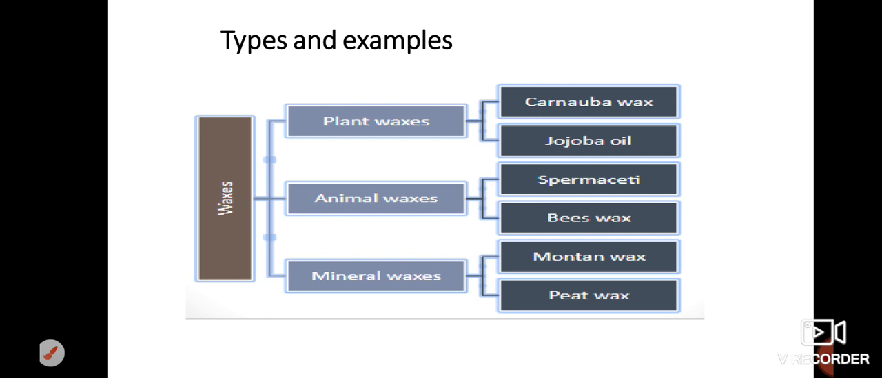There are some types and a classification of waxes. Some waxes are from plants, some from animals, and some from minerals. So on the basis of their source, we classify them. Examples of plant waxes are jojoba oil, which is really beneficial for hair length, and carnauba wax. Animal waxes include beeswax and spermaceti. Mineral waxes are montan wax and peat wax. So these are some classifications of waxes.